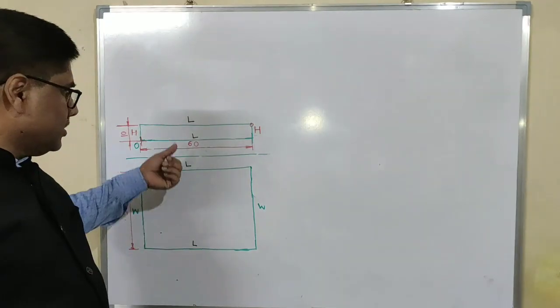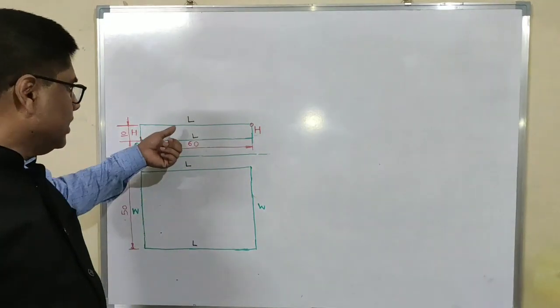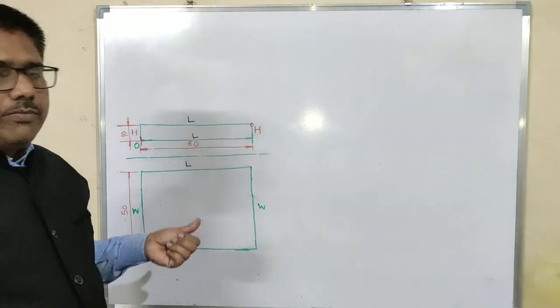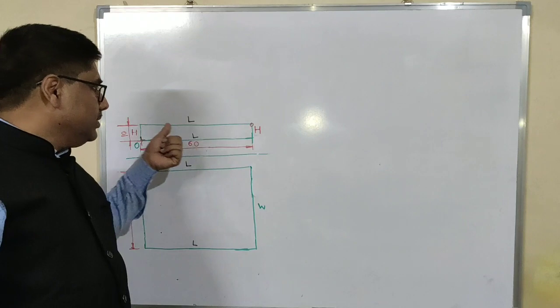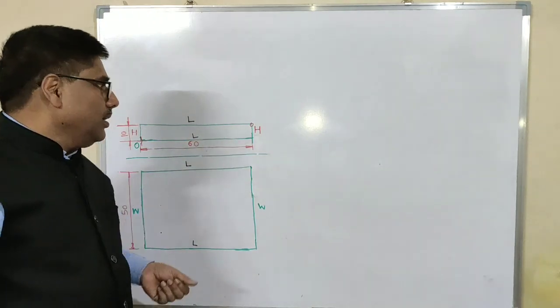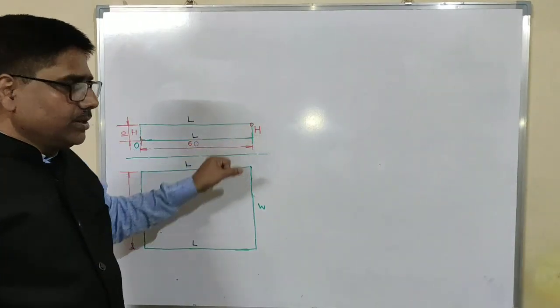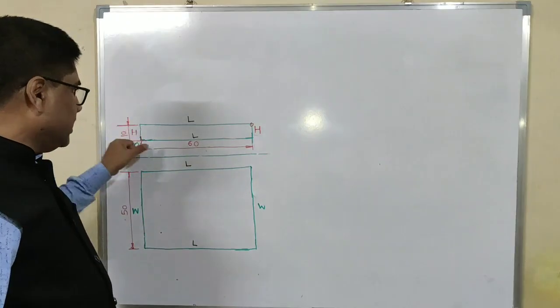These are the two views of a simple object, front view and top view. I have marked all horizontal lines in the front view by letter L because these will go parallel to length. And all vertical lines in the front view we have marked by letter H.